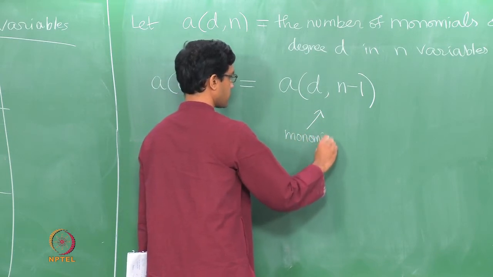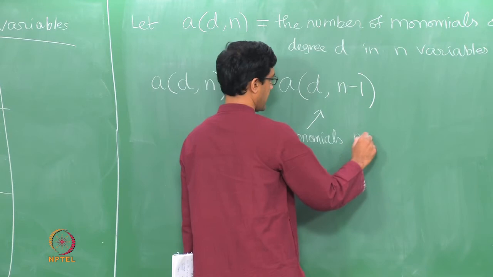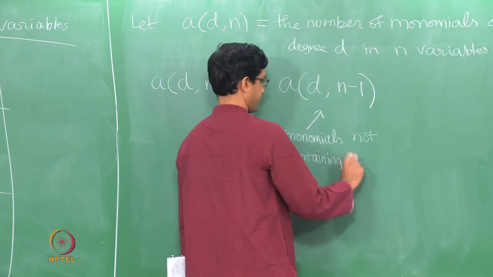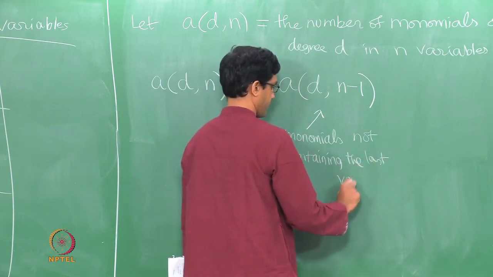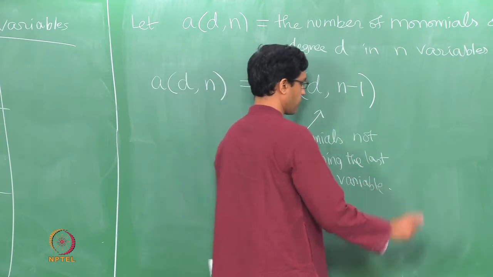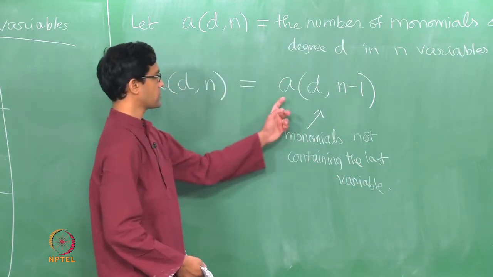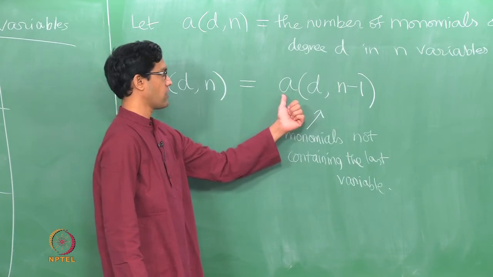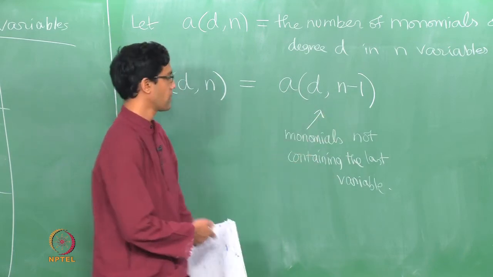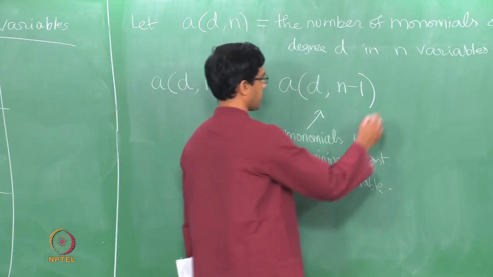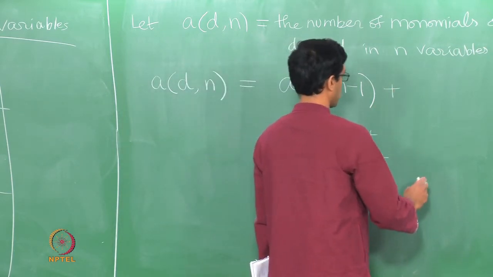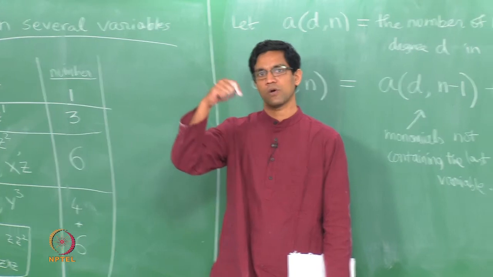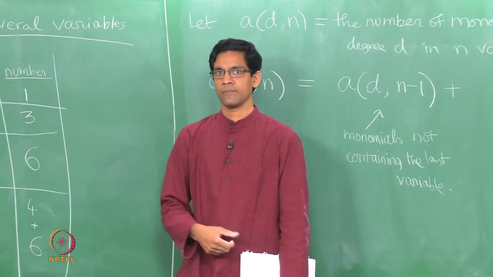I look at the monomials which do not involve the last variable, not containing the last variable. Okay, so these only involve the first n minus 1 variables. Now the number of monomials of degree d which only involve n minus 1 variables is of course just whatever we are calling a of d comma n minus 1. Okay, so that is those which do not contain the last variable plus the ones which do contain the last variable. Well, for that the idea was the following, you know that the last variable will surely appear to at least power 1, you pull out that last variable and you see what is left.